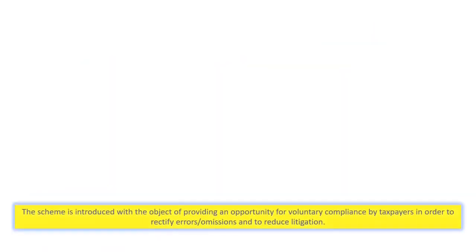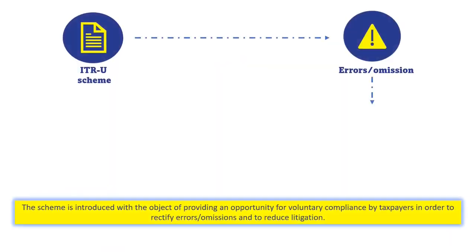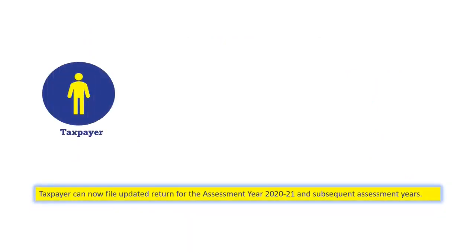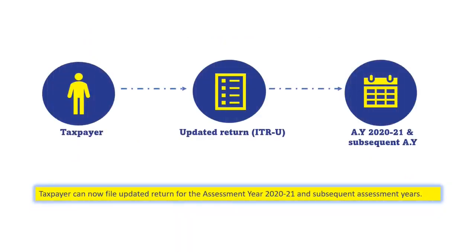The scheme has been introduced with the object of providing an opportunity for voluntary compliance to the taxpayers so that they may rectify their errors or omissions and thereby reduce litigation. Taxpayers can now file their updated ITRs for assessment year 2021 and subsequent assessment years.